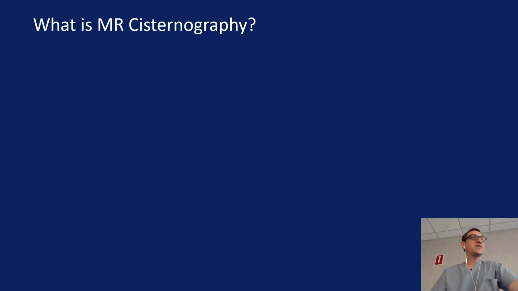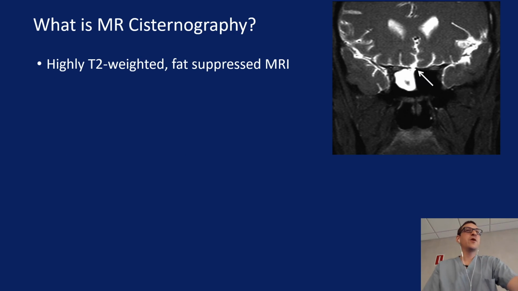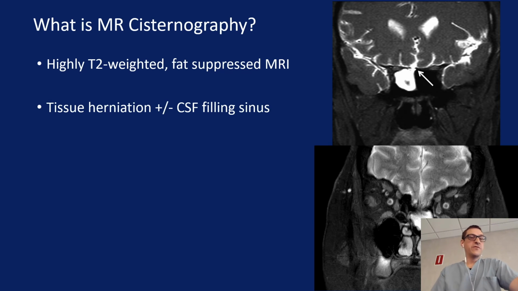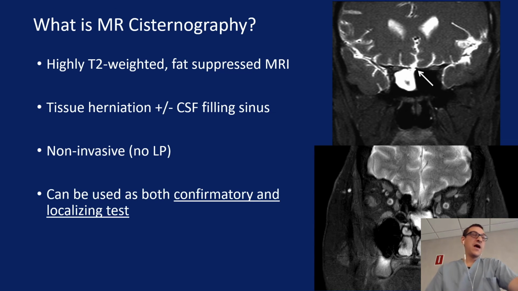All right. What's MR cisternography? Heavily weighted T2 image, fat suppressed. So it's non-invasive. Hopefully they do multiple planes, but you get a picture like this. Okay. You're looking for tissue herniation or CSF filling there at the site of the bony defect. It's non-invasive, so you don't need the lumbar puncture. You don't have to do IV contrast either.